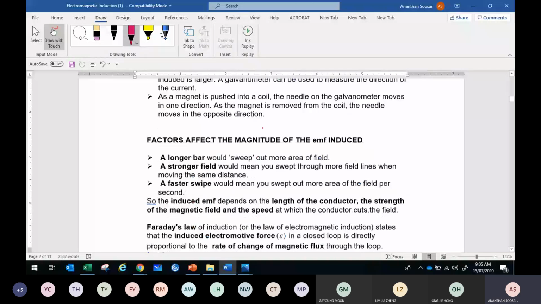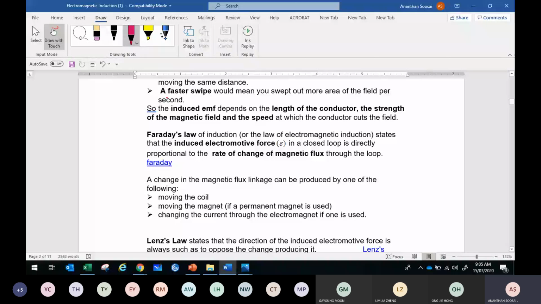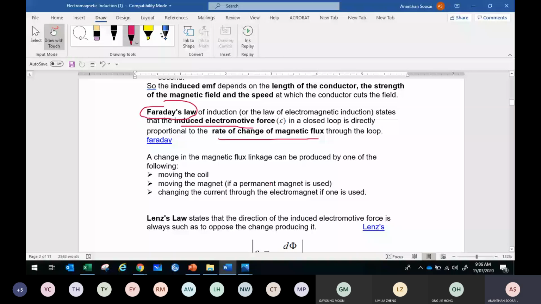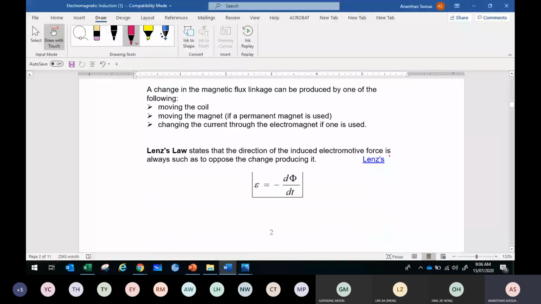We talked about Faraday's law. What does Faraday's law say? The induced electromotive force in a closed loop is directly proportional to the rate of change of magnetic flux linkage through the loop. Then we talked about Lenz's law. Lenz's law states that the direction of the induced electromotive force is always such as to oppose the change producing it. This is a little tricky one that they will try to deal with.